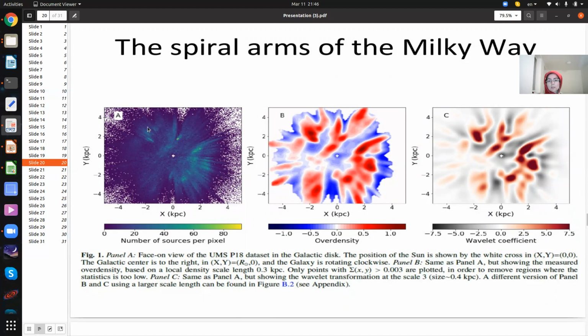For example, the first one, in A, is the data set in the galactic disk. The position of the sun is shown by the white cross here, and the galaxy is rotating clockwise. The second one, in B, is the same as the first one, but showing the measured overdensity based on a local density scale length of 0.3 kiloparsec. The third one, in C, is the same as the previous pictures, but showing the wavelet transformation at scale 3. A different version of panels B and C using a larger scale length can be found in figure B2.